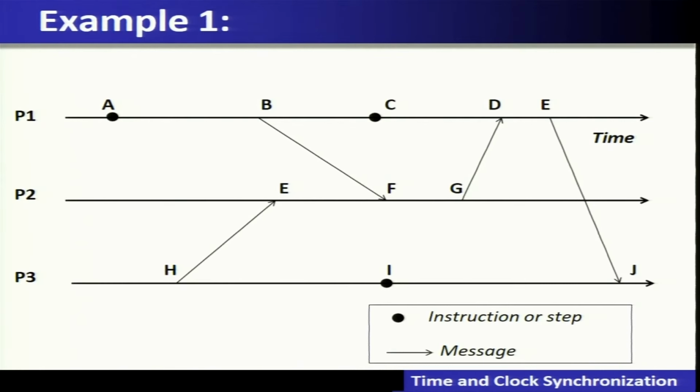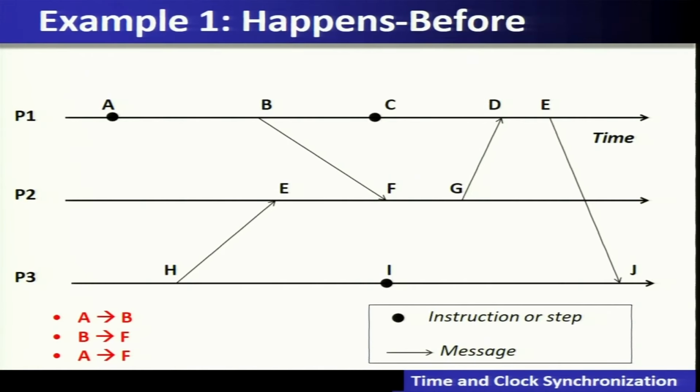Let us take this example. In this example you have three different IoT devices, let us say P1, P2, P3 at different locations. P1 is generating these events A, B, C, D, E. A is an internal event, B is the send of a message, similarly D is the receipt of a message, E is the send of a message. Similarly P2 also has events happening.